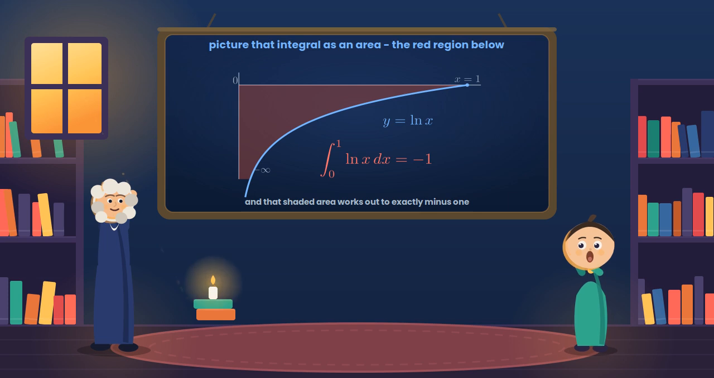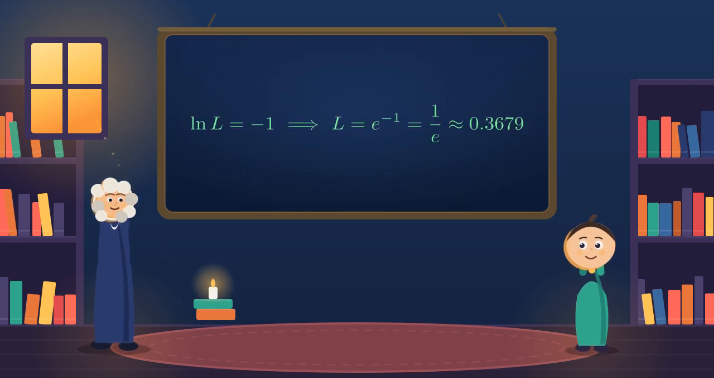Hold on, so the logarithm of our answer is exactly minus 1. Then the answer itself is e to the minus 1, 1 over e, about 0.368. The scary factorial limit was quietly equal to 1 over Euler's number all along.